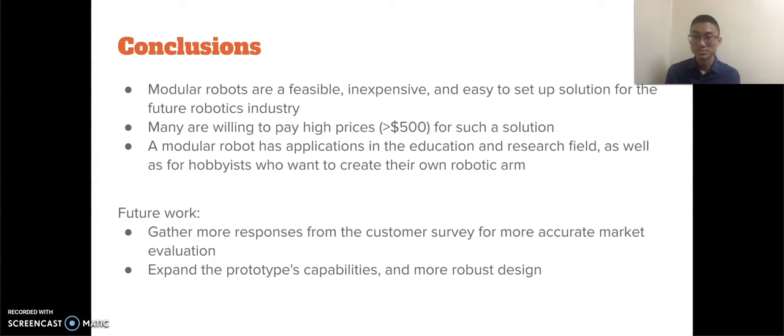In conclusion, modular robots are a feasible, inexpensive, and easy to set up solution for the future robotics industry. Many are willing to pay high prices for such a solution, and it has applications in the education and research field, as well as for hobbyists who want to create their own robotic arm. In the future, I'd like to gather more responses from the customer survey to validate the results I've already received, and also expand the prototype's capabilities and design the arm so that it's more robust.